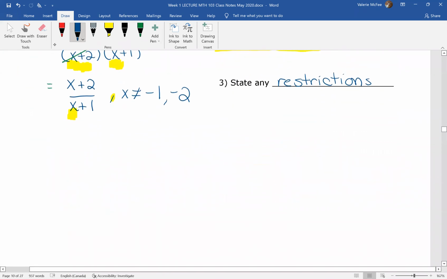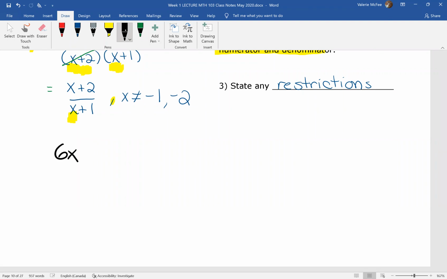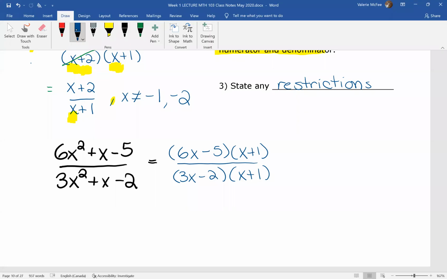Let's look at one more example in this video lesson. Let's simplify this expression. Why don't you pause your video, factor the numerator and the denominator. Now we see we have common factors of x plus 1. We can divide those out. Our simplified expression is 6x minus 5 all over 3x minus 2.